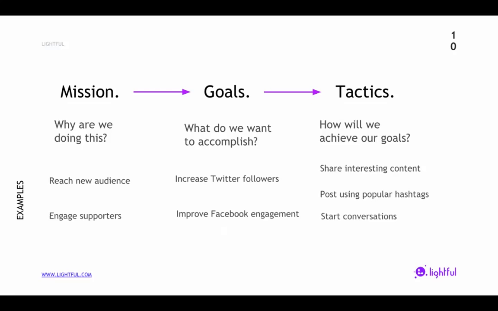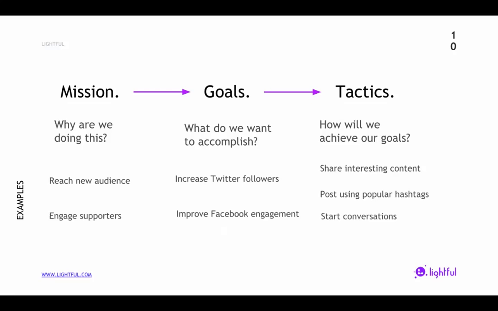How can you really plan to say that I'm going to improve this goal and I'm going to set some specific tactics? For example, you may say, I want to reach a new audience, so I want to use social media more. Then it turns into a goal. You can say, I want to increase my Twitter followers, so that gets more specific.